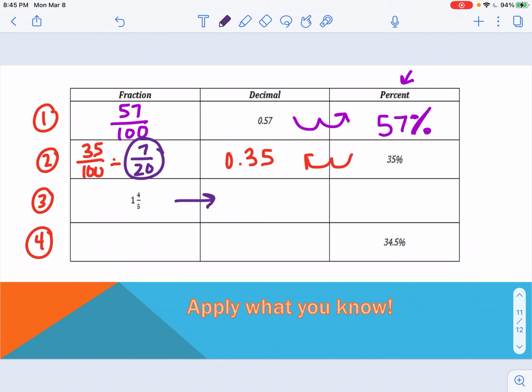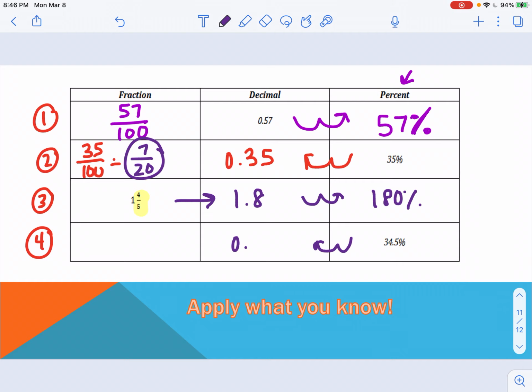All right. Okay, now I'm going to look at 1 4/5, and I'm going to say, how can I turn that to a decimal? Well, I notice that 4/5 is one of my benchmark fractions. What decimal represents 4/5? Good, 0.8. So 1 4/5 must be 1.8. To turn that into a percent, I move 2 places to the right again. I have 180%.